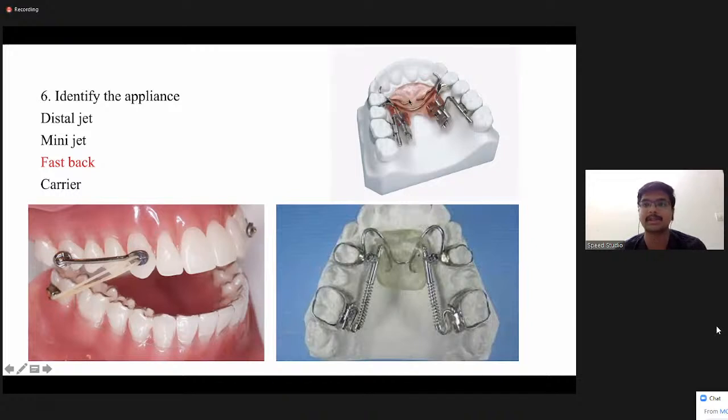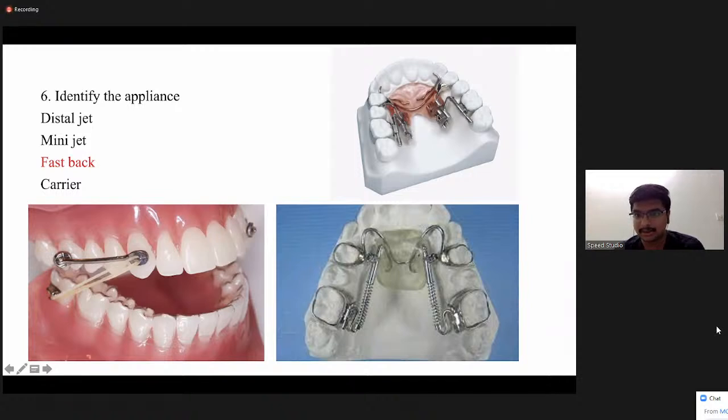So this is a combination type of anchorage appliance which takes anchorage from the soft tissue, hard palate, the palatal shelves, premolar, as well as from the canine. So what is the importance of taking anchorage over here in this appliance? It is trying to move the molars distally by taking anchorage from the premolars as well as from the canines. That means the premolars and the canines are also trying to move forward as and when you activate this appliance.